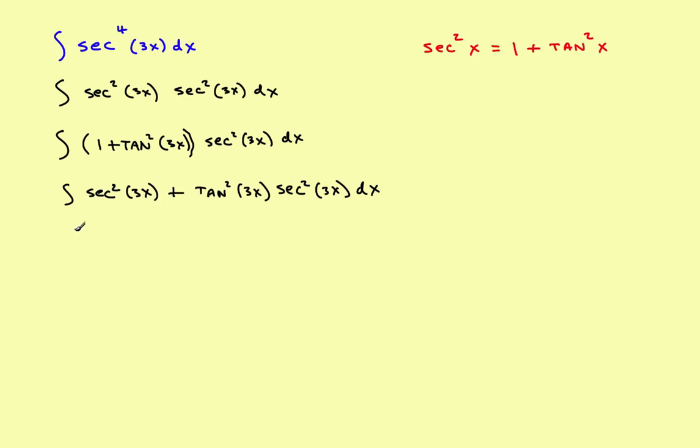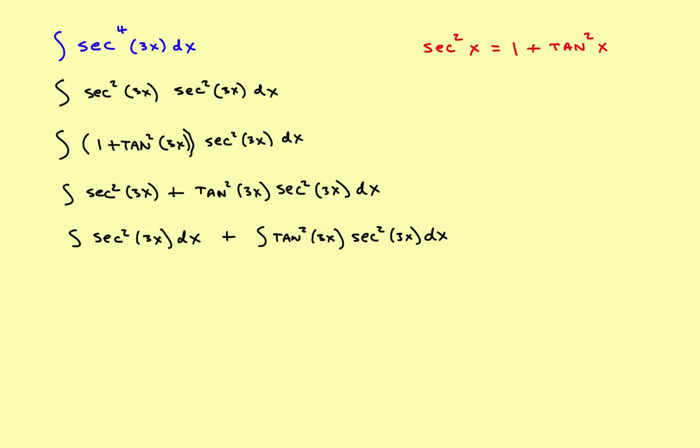So we'll make this be the integral of the secant squared of 3x dx, and then plus the integral of the tangent squared of 3x times the secant squared of 3x dx. So split the single integral up into two separate integrals.